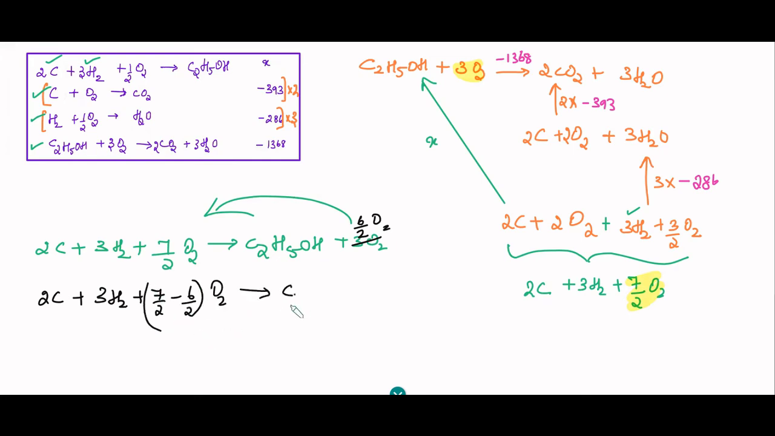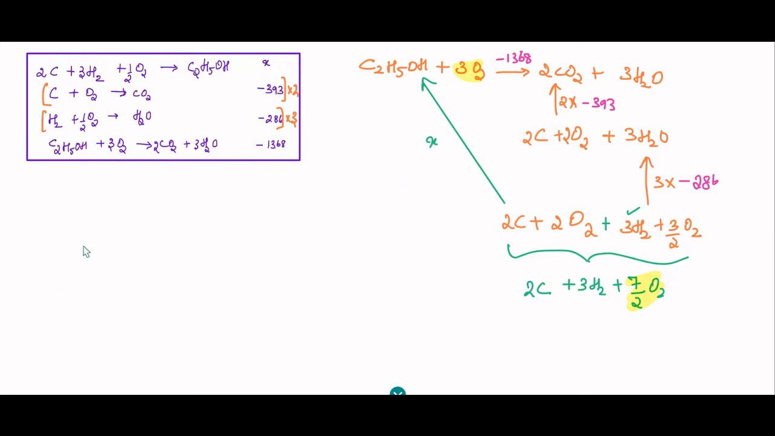See? Now C2H5OH as above: 2 carbon plus 3 hydrogen plus 7 minus 6 is 1 by 2 oxygen gives me C2H5OH. See, this is also correct. 2 carbon plus 3 hydrogen plus half oxygen gives me C2H5OH. That is correct. So I have been able to verify oxygen also, and that will be X. Hope this much is clear.